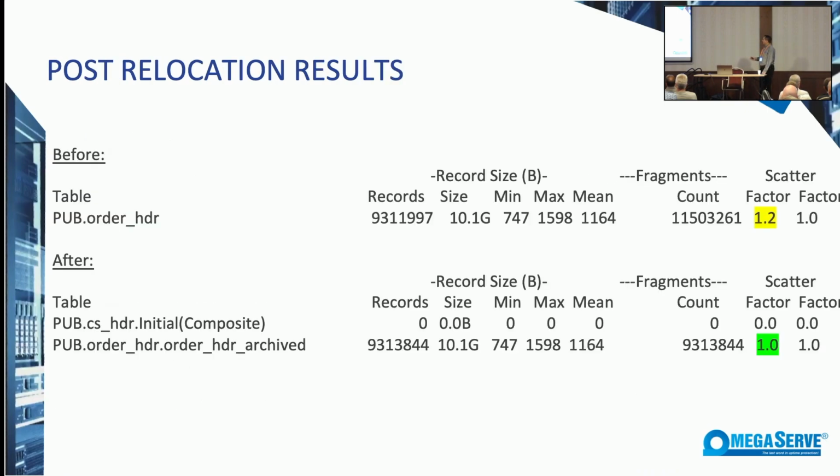So, post-relocation results, running the DB analysis after the fact. We could see here our fragmentation was 20% with a 1.2 factor. And after relocating, our fragmentation was eliminated, so at 1.0. And we could see here that the record count doesn't exactly match because the database was still being updated online.